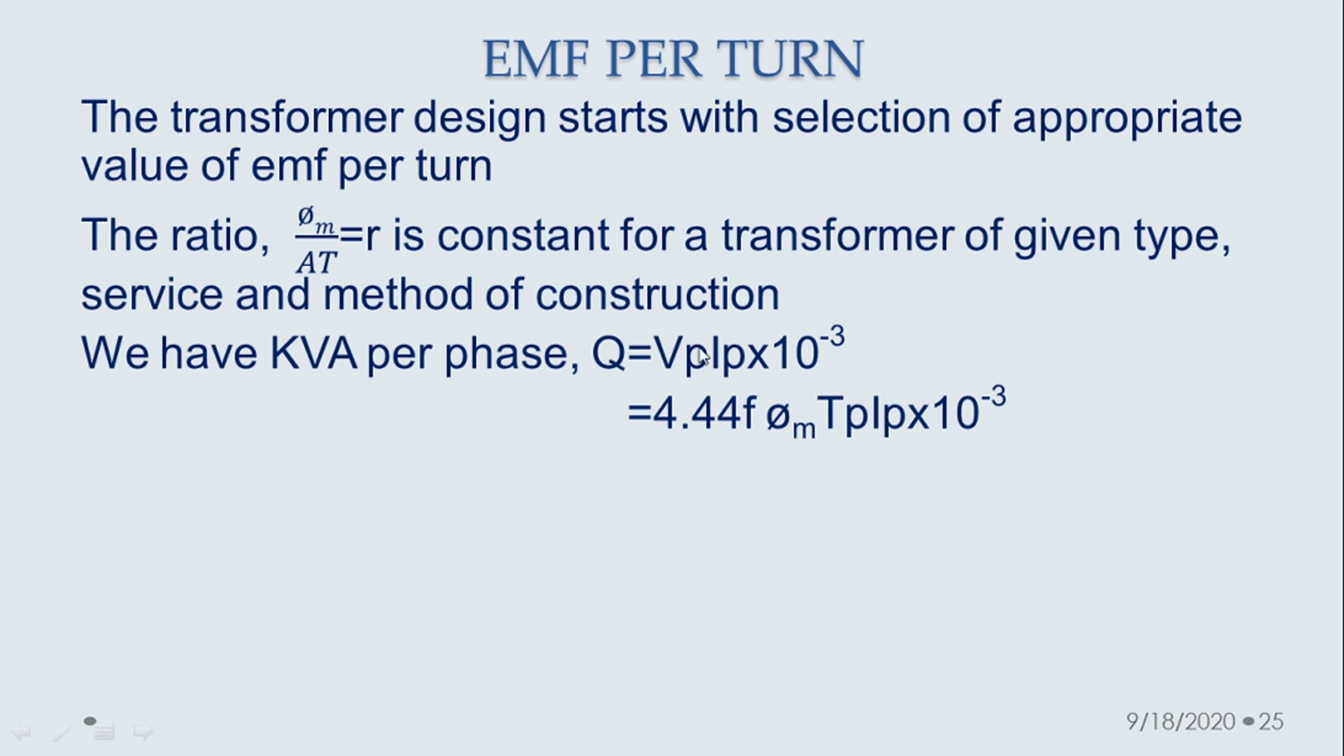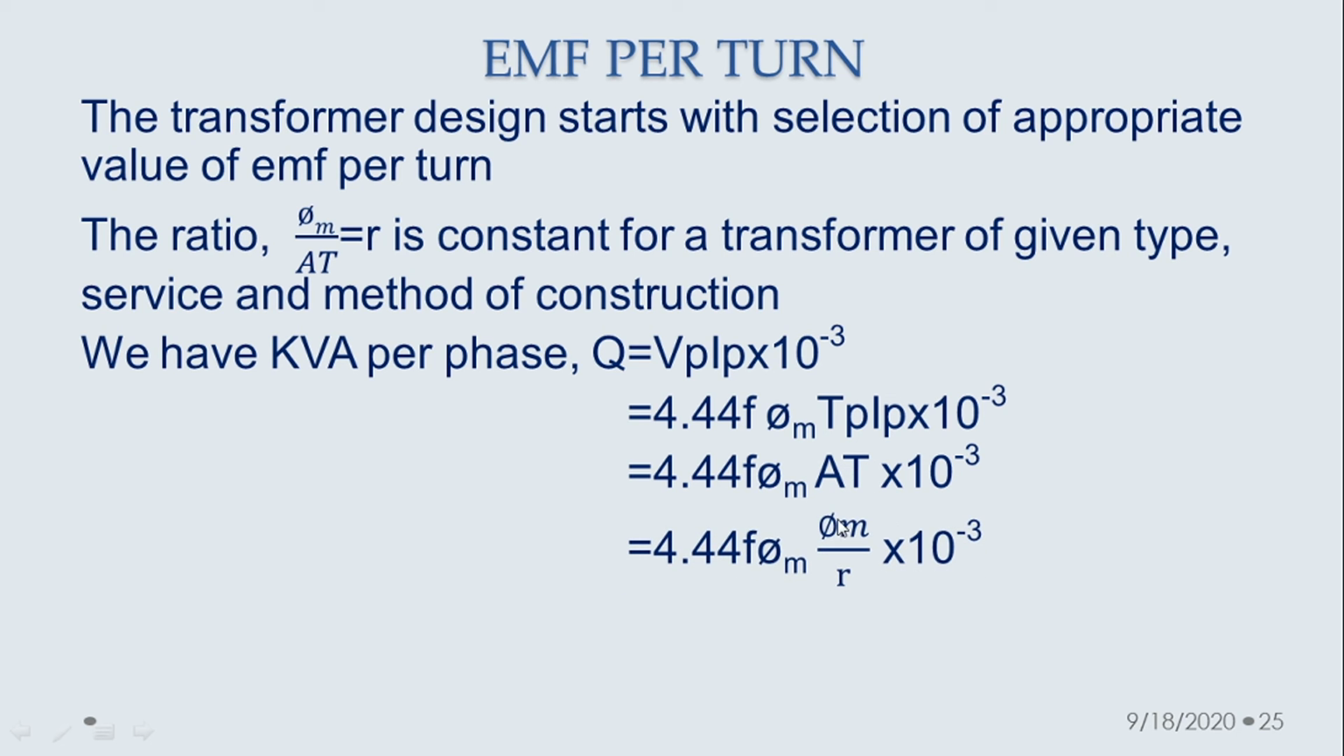Vp you can also write as Ep, which is the same. So Q equals 4.44 F phi-m Tp into Ip into 10 to the power minus 3. Here Tp into Ip is nothing but the ampere turns, AT. So Q equals 4.44 F into phi-m into AT into 10 to the power minus 3.